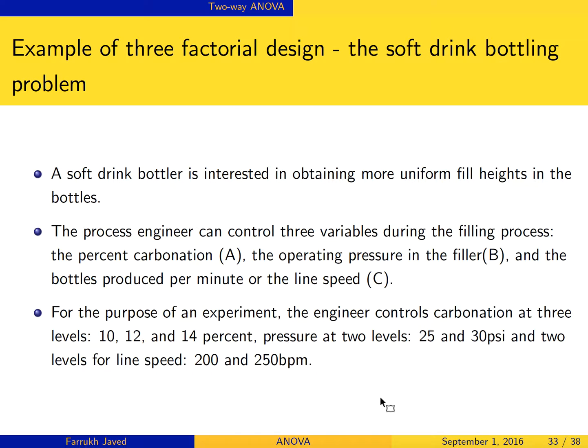And we have different levels of these factors. For instance, for the carbonation level, we have three levels: 10, 12, and 14%. For the pressure, we have two levels, which is 25 and 30 psi. And for line speed, we have two levels, 200 and 250. So now we have three factors, but all of them have different levels. And we wanted to compare their performance on the soft bottle filling height.